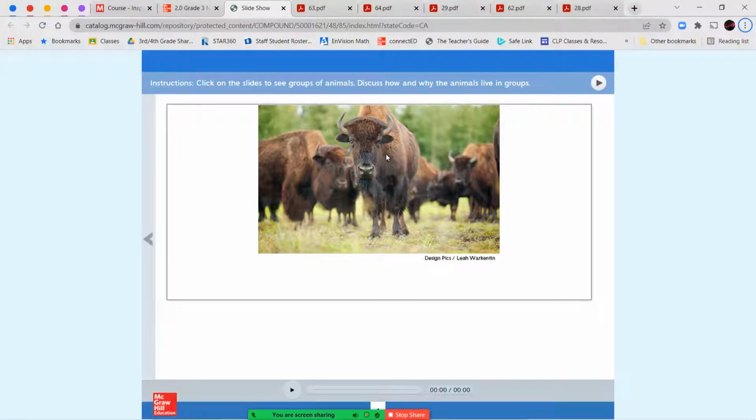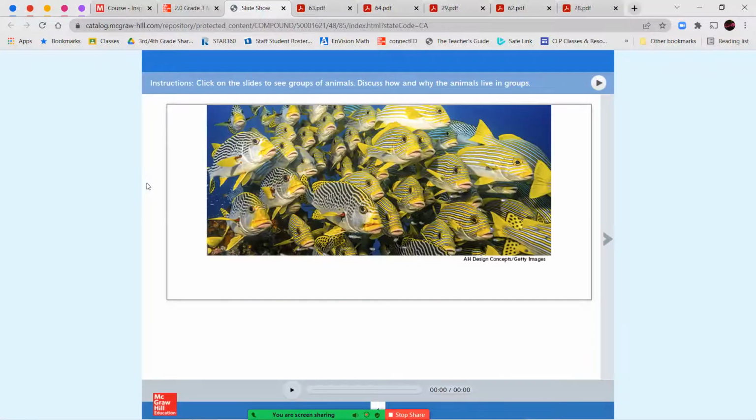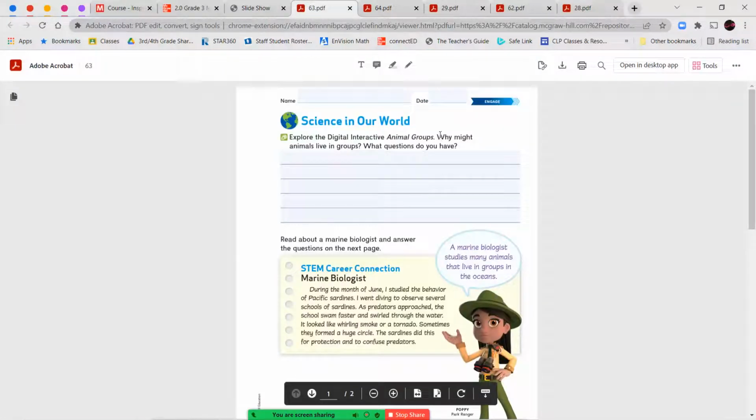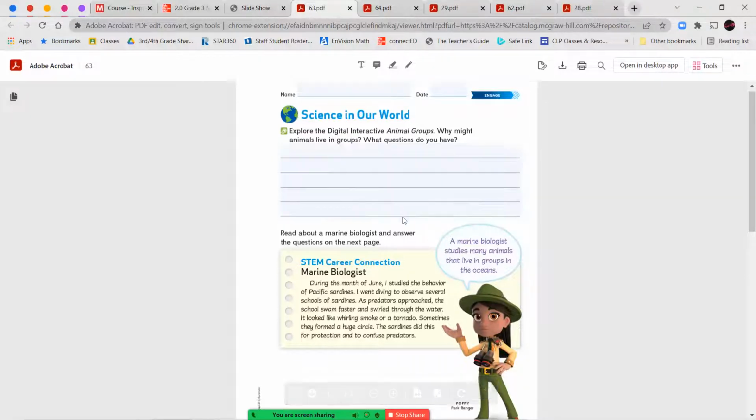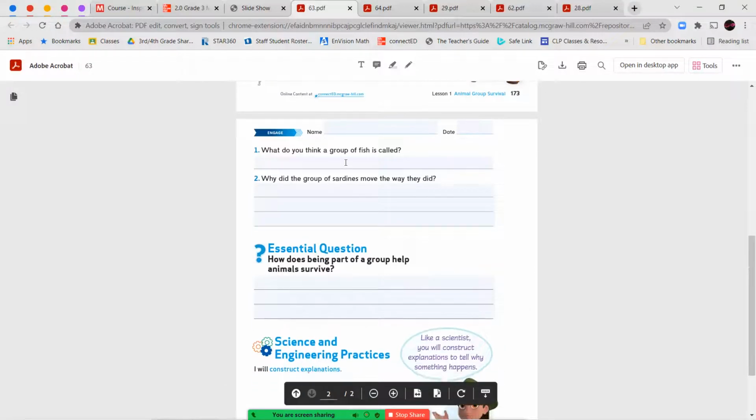All right, now as you can see, we've looked at a couple slides, and all of these have pictures of animals that live and work in a group. They have to work together for their survival. So what you're going to do for your page over here is explain or give your ideas on why animals might live in groups and what questions you have. Like we said, after you're done with that, you'll read this very short paragraph about the marine biologist, answer your 2 questions related to the passage, and your essential question: how does being part of a group help animals to survive?